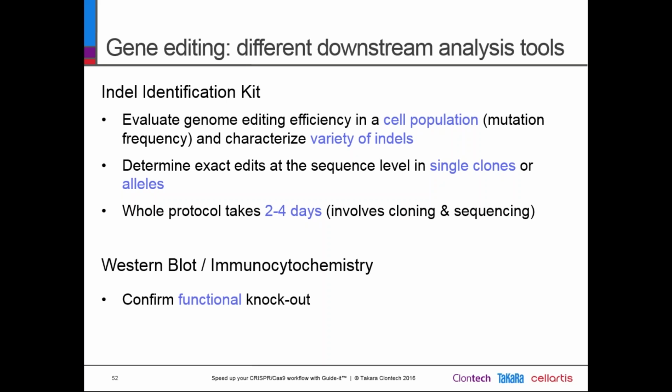And just one last point, also don't forget about the Western blot or immunocytochemistry, really to check on the protein level whether you have obtained a functional knockout, because it's very important to sequence your clones and to check whether the desired mutation has occurred. But it's also really important to check on the protein level whether you have obtained the desired knockout.